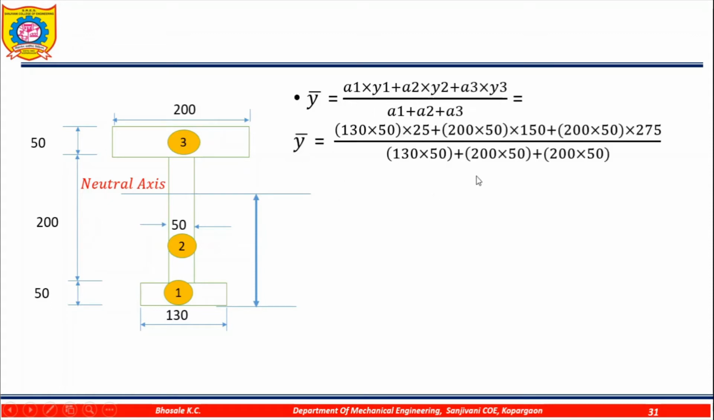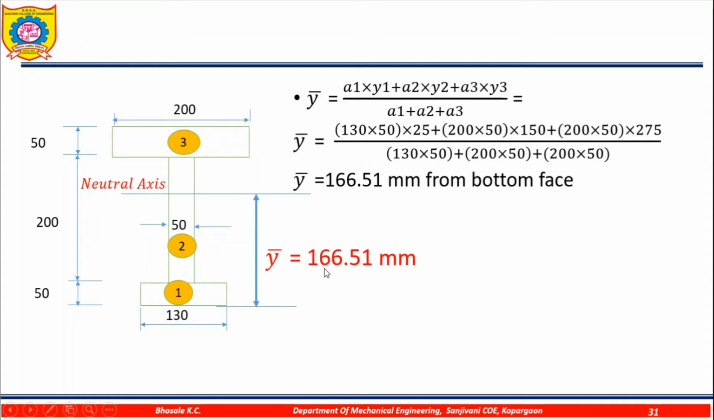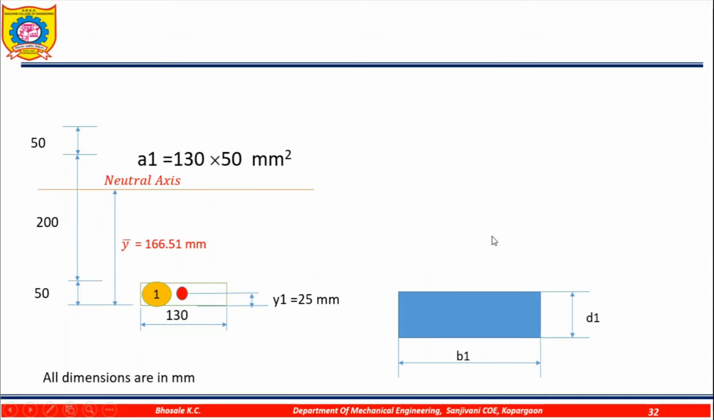So we put all the values in this formula and then find out Y bar. Y bar is 166.51 millimeter from the bottom face. So this is the location of the neutral axis from the bottom face. After finding that, we'll find out the moment of inertia of each part.